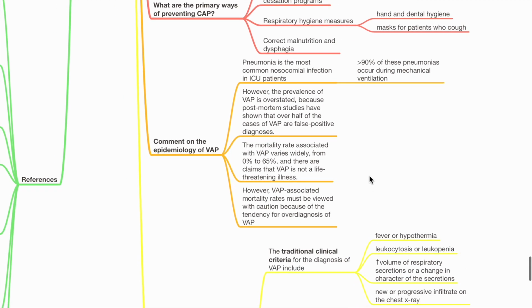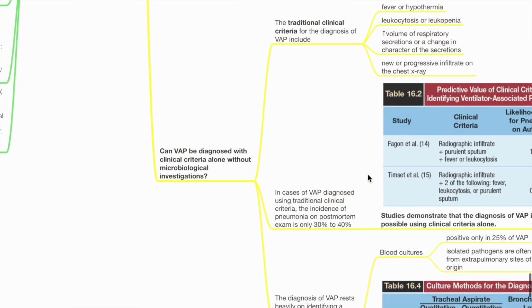Comment on the epidemiology of VAP. Pneumonia is the most common nosocomial infection in ICU patients. More than 90% of these pneumonias occur during mechanical ventilation. However, the prevalence of VAP is overstated because post-mortem studies have shown that over half of the cases of VAP are false positive diagnoses. Mortality of VAP ranges from 0 to 65%. VAP-associated mortality rates must be viewed with caution due to the tendency of overdiagnosis of VAP.